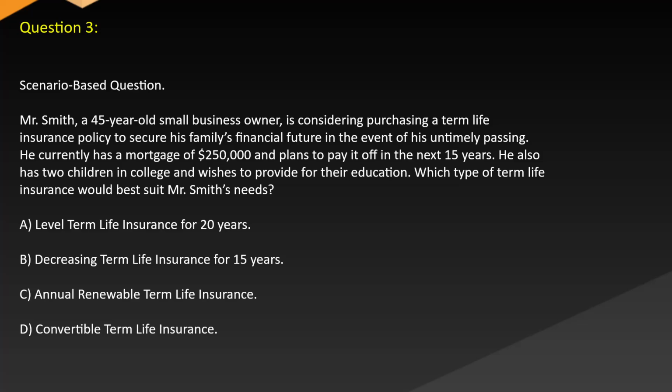Which type of term life insurance would best suit Mr. Smith's needs? A. Level term life insurance for 20 years. B. Decreasing term life insurance for 15 years. C. Annual renewable term life insurance. D. Convertible term life insurance.